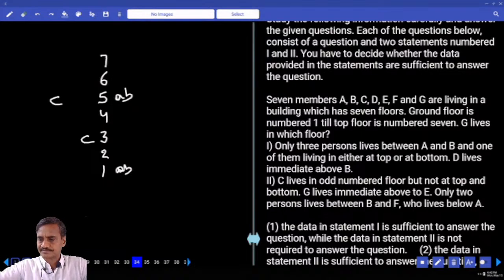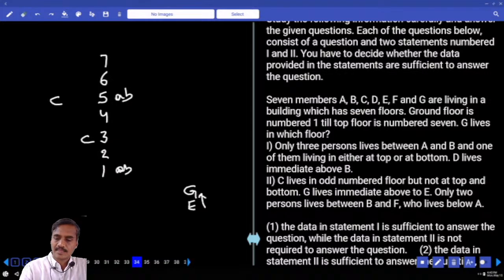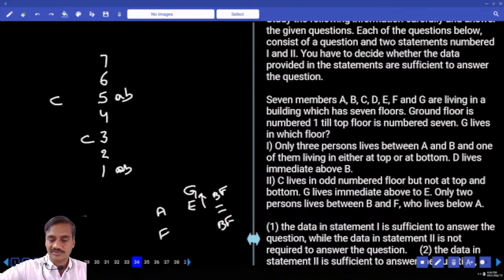Then G lives immediately above 2. Now this G is immediately above 2. And only 2 persons between B and F. Now in between B and F, how many people? There must be exactly 2 people. Now 2 persons between B and F. F lives below A. Now where is this F? F is living below A. Must have been F is living below.